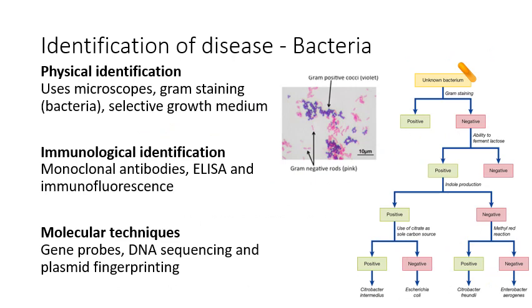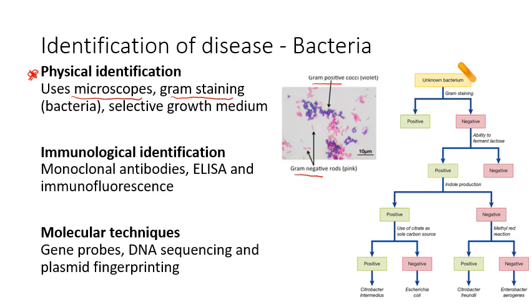So if we're trying to identify a bacteria, same sort of things happening here. I guess the thing that probably is going to most differ is the physical identification. And that's usually because obviously bacteria are larger in size. So we can use regular microscopes to do that. We can also use gram staining. You guys might remember from when we looked at the topic of immunology, we learnt about gram positive and gram negative bacteria.